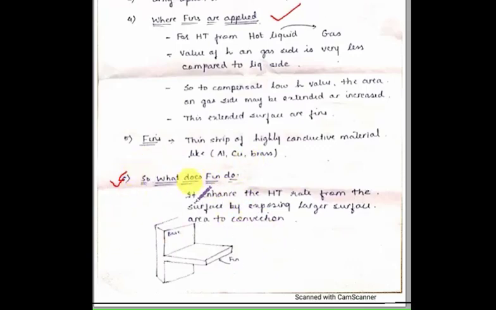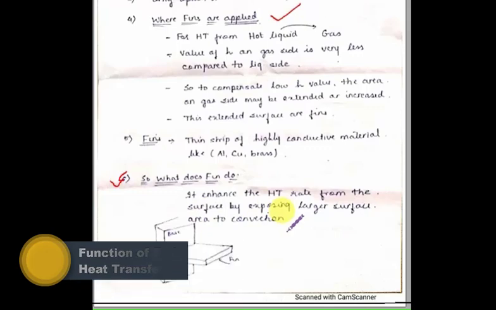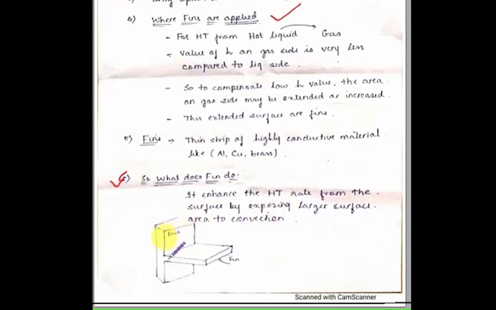Now the basic function of a fin is what? To enhance the heat transfer rate from the surface by exposing a large area to convection. This is what the fin is doing. Now you can see that this area is exposed to this whole surface. It is exposed to what? Convection. So the heat is flowing out by convection. In this way, as the area increases, the area available for convection also increases. Hence the heat transfer rate increases.